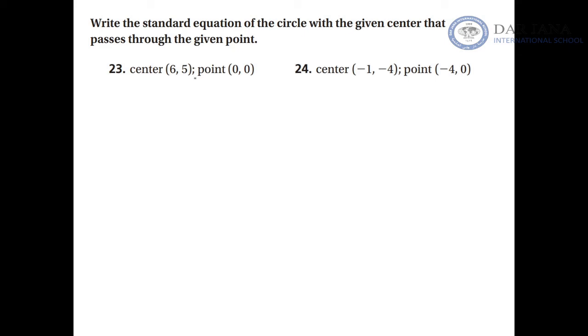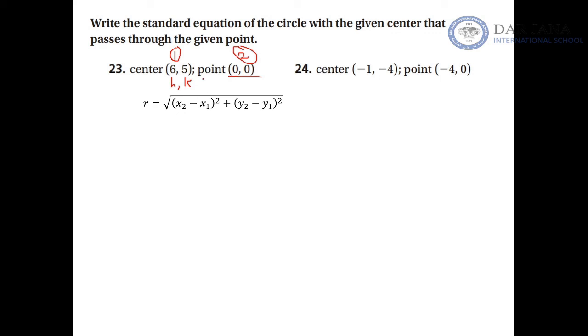Now here they made it a little bit easier for me related to the point 0, 0, so I'm going to use this one as point 2. And the center, I'm going to use it for point 1. And also remember that it is the coordinates h and k, so I'm going to use them in the equation later on. So just like the previous question, I will start with the distance formula to calculate the radius.